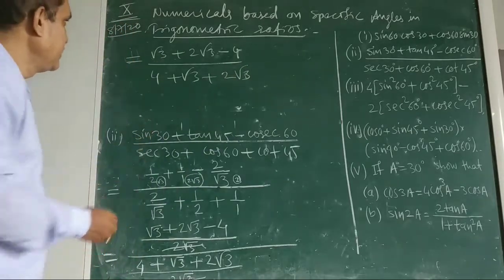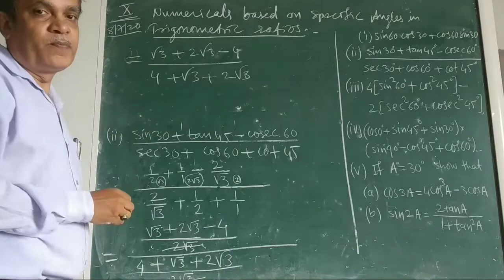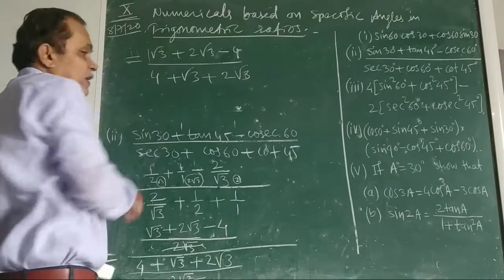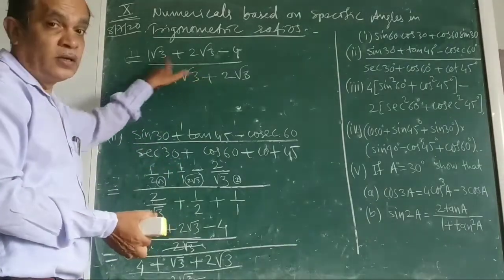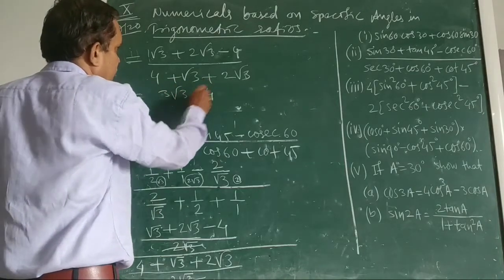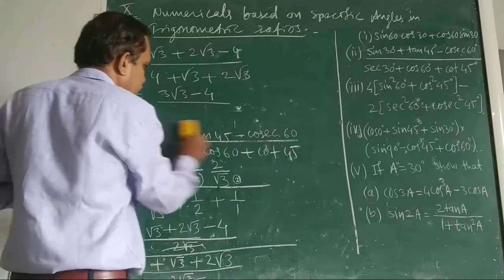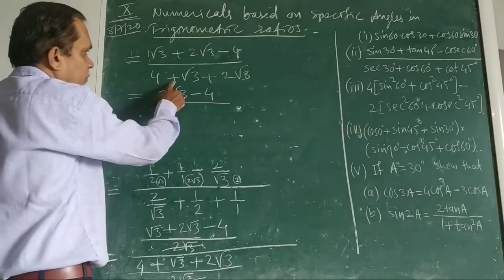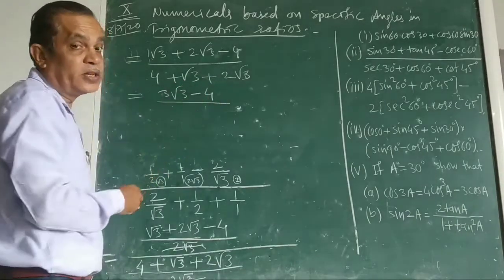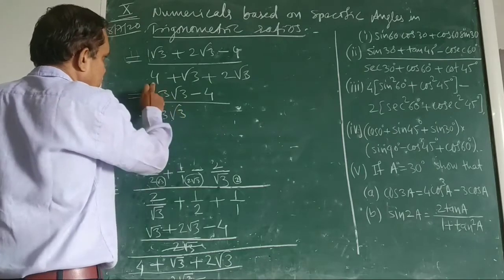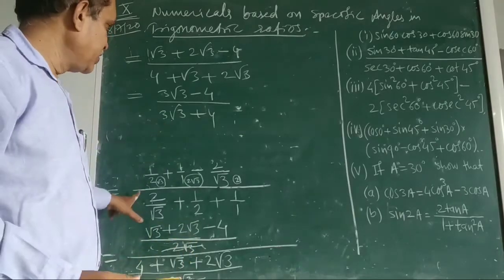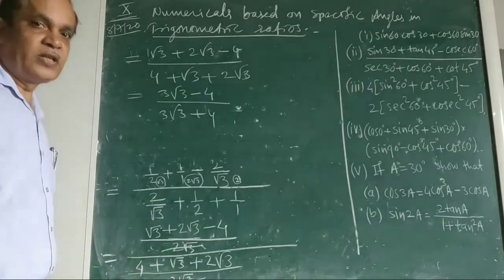Okay. Now simplify this. Root 3 plus 2 root 3. It is like, see, root 3 means 1 root 3. Here nothing means 1 is there. 1 root 3 plus 2 root 3, 3 root 3. So getting 3 multiplied by root 3 minus 4 upon, see now, 4 plus root 3 plus 2 root 3, again 1 root 3 plus 2 root 3, 3 root 3, is plus 4. So up to this you did simplification of sine, cos, their values.